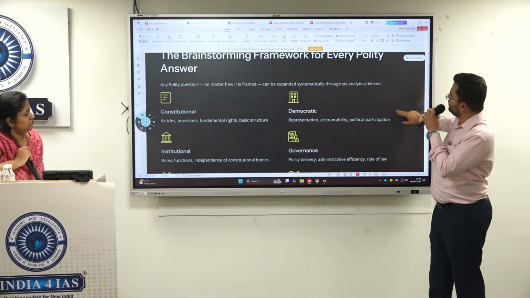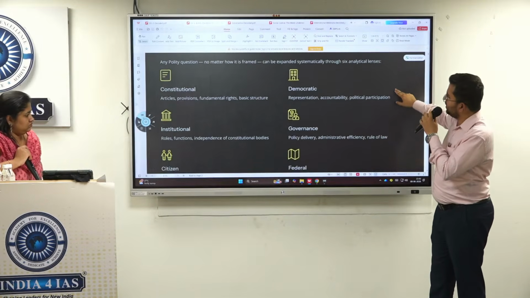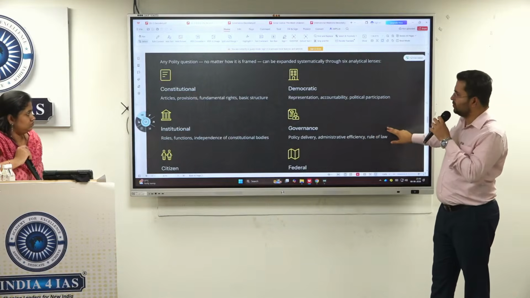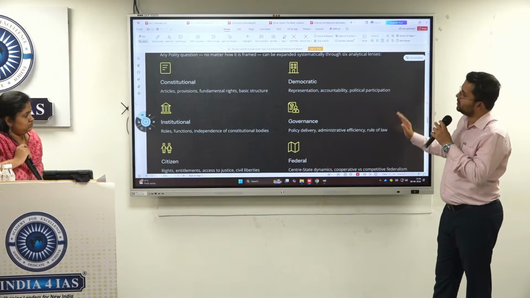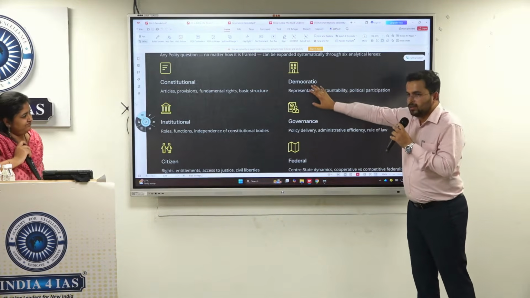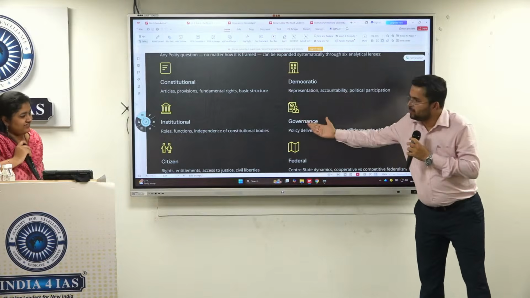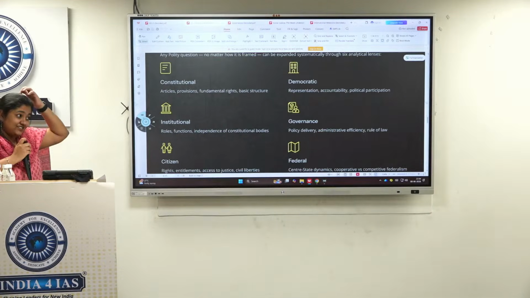The brainstorming framework for every polity question. At least this is not an exhaustive framework. There cannot be an exhaustive framework. At least it should cover some of these lenses. I wish I had these pointers when I was writing. I think I would have written.